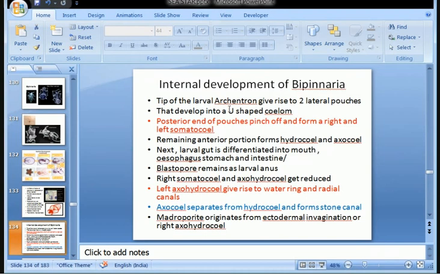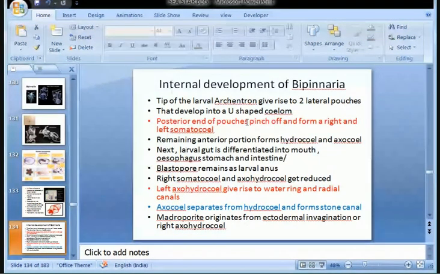Now, the tip of the larval archenteron gives rise to two lateral pouches that develop into a U-shaped coelom, right? Then these pouches further develop, and the posterior end of the pouches pinch off and form left and right somatocele. Then the coelom further differentiates into an exocele, a hydrocele, and a somatocele, right? So the purpose of all this is to achieve the adult stage and the formation of various organs.